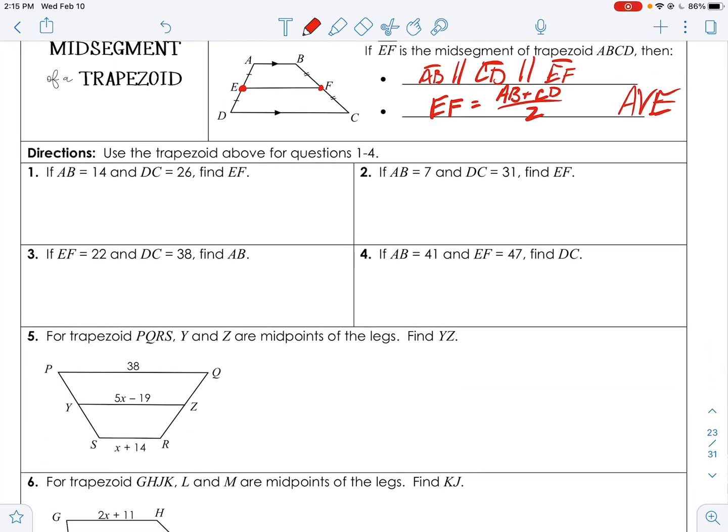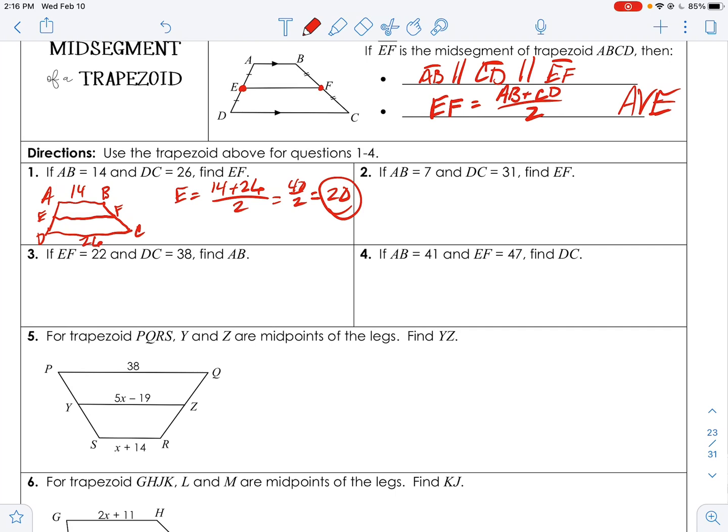So we can use the above trapezoid, the one that's pictured there, ABCD, and we're going to use it for this. So if AB was 14, I'm just going to redraw here. A, B, C, D. Always helps to draw a picture of it. If AB is 14 and DC is 26, find EF. Well, EF equals AB plus DC over 2. So that becomes 30, that becomes 40 over 2, which is 20.